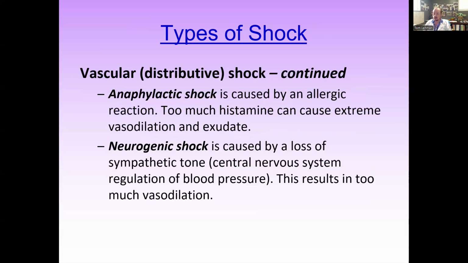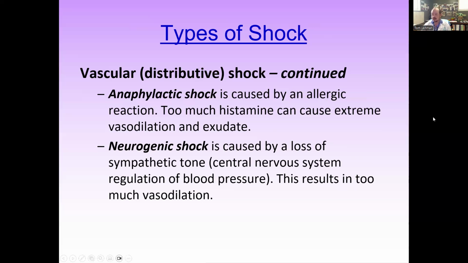Anaphylactic shock, this is an allergic reaction. If you've been exposed to something that your body is hypersensitive to and you over-release the amount of histamine, which causes vasodilation, again, whole body wide, you're going to suddenly cause too much dilation of the vessels, and you can't maintain enough pressure to keep the oxygenated blood going to the vital organs.